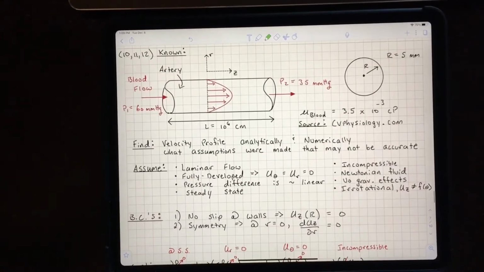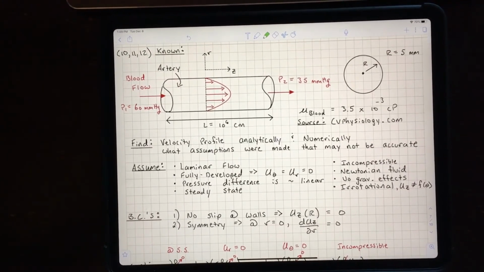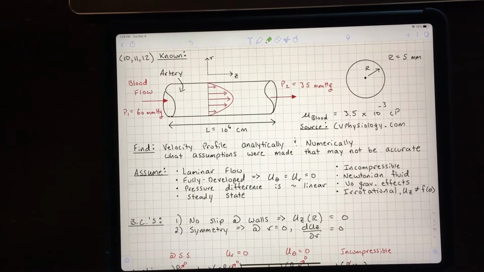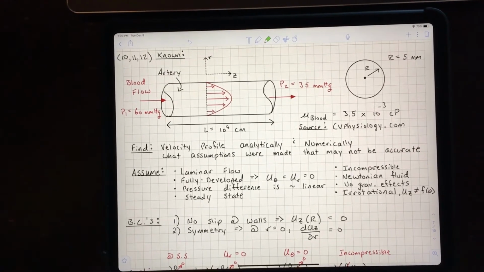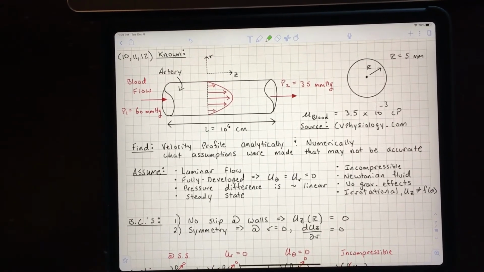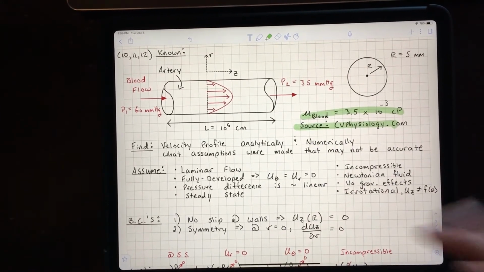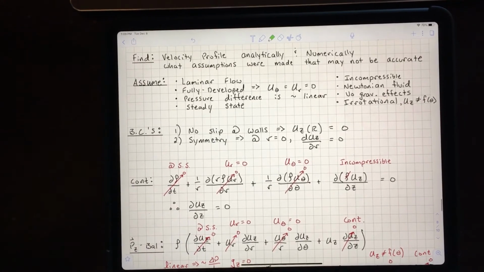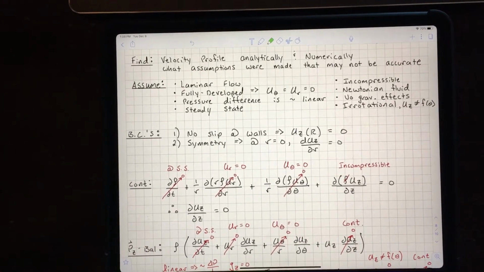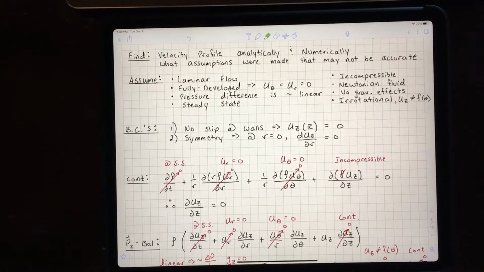For the last problem, we're going to talk about topics 10, 11, and 12, macroscopic mass and momentum balances, boundary conditions, and the analytical and numerical solutions to Navier-Stokes. So again, we have some known values. Here's one we had to look up using this source. We're going to find the velocity profile for this problem analytically and numerically, and then gauge what assumptions were made that may not be accurate.